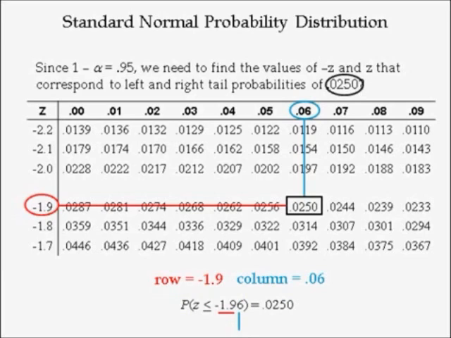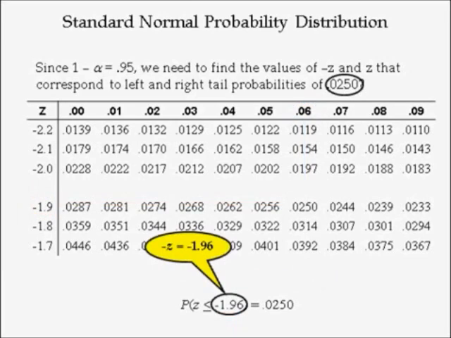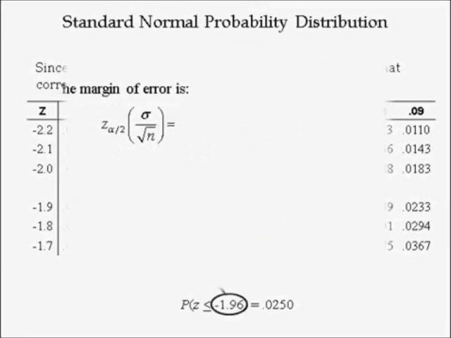Because the probability that z is less than or equal to negative 1.96 equals 0.0250, and the normal distribution is symmetric, negative z equals negative 1.96, and z equals 1.96. Thus, plus or minus z subscript alpha divided by 2 is equal to 1.96.